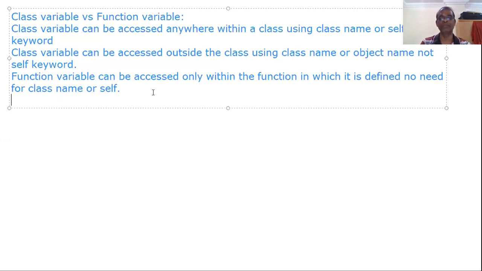Now, one more concept. In some cases, we have more than one function within the same class. We need a function variable available within one function to be accessed in another function. How can we access it? In that case, the self keyword should be placed in front of the function variable. Then we can access a function variable of one function in another function. How will we use it?